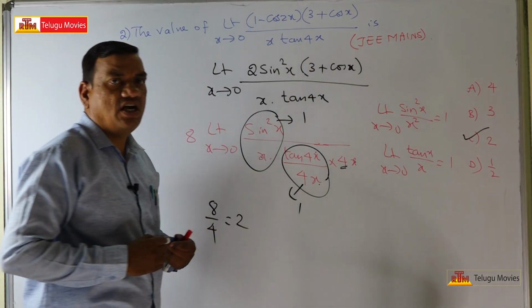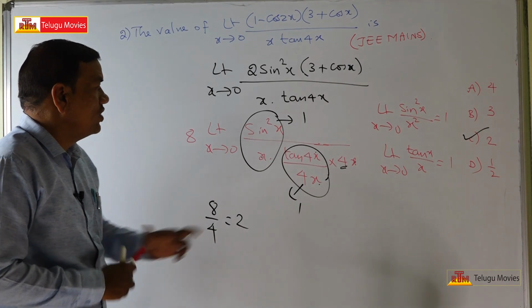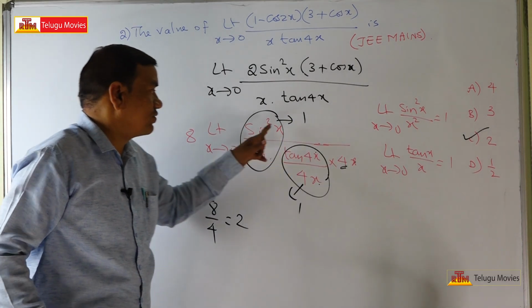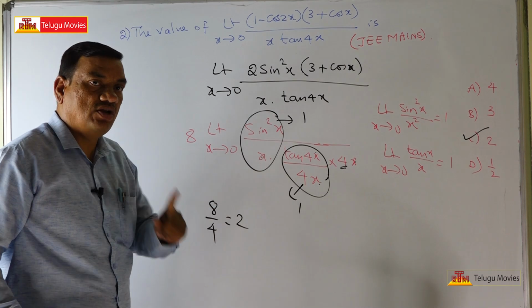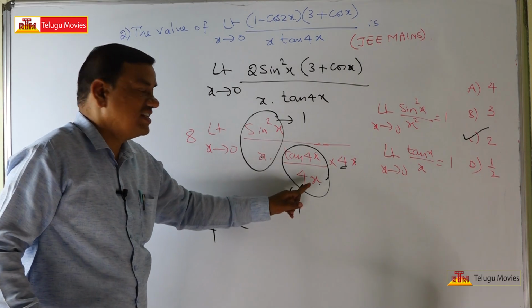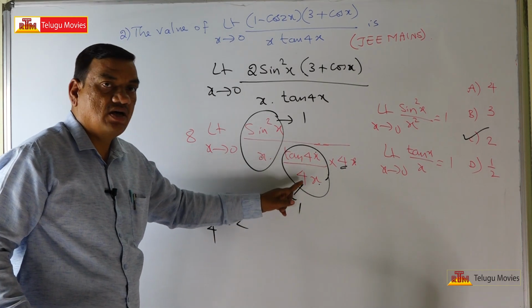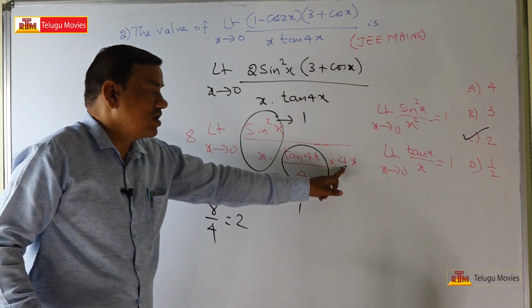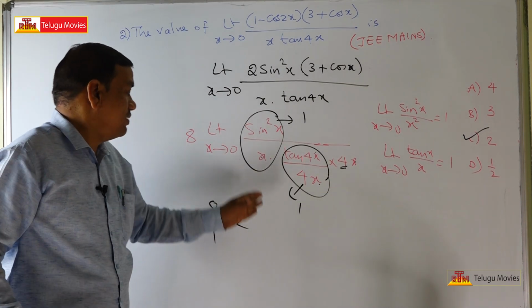Such an easy problem here we have. This is x into x, x square. Sin square x by x square value is 1. Tan 4x by 4x value is 1. So the constant 4 remains, that is 8 by 4, 2.